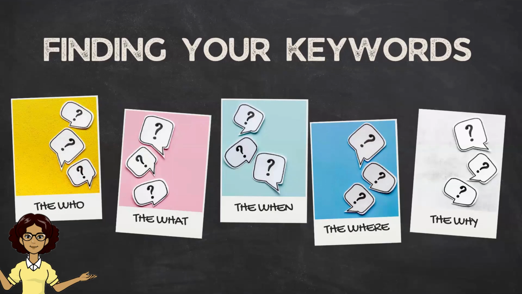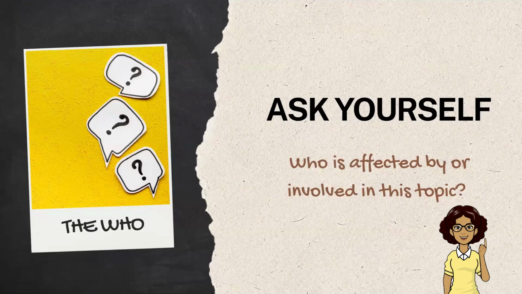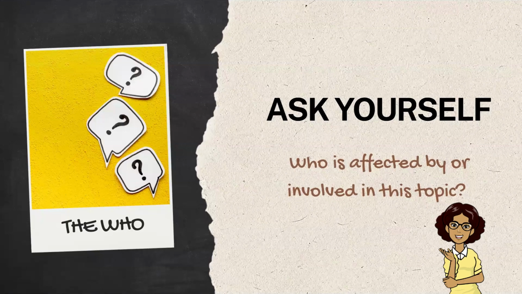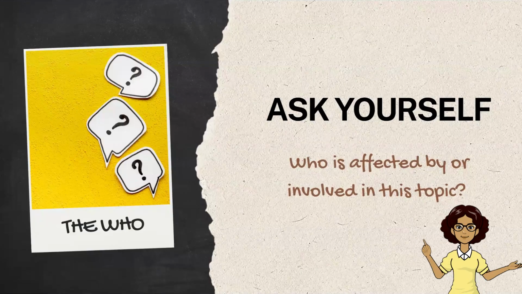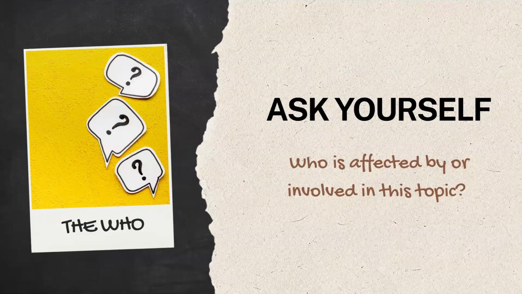And as I break down each one of these categories, I'm going to give you a few seconds for you to think about how this applies to your own research question. The who. Asking yourself who is affected by or involved in this topic. Now, these can be things like organizations, institutions, demographic groups, or the age ranges. These all can fall underneath the who is being affected by your topic. Now, I'm going to give you a few seconds for you to write down the answer to this question as it relates to your research question or topic.